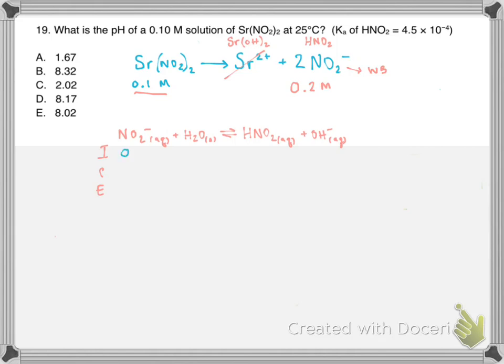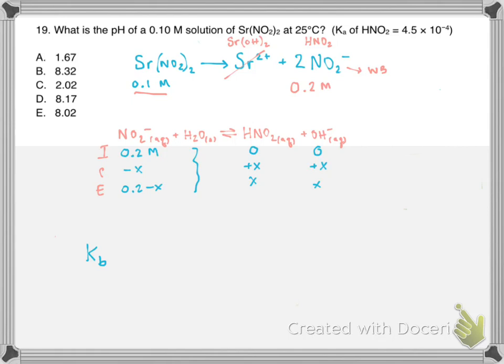So we're starting with 0.2 molar NO2 minus. Don't care about water. We don't have any of these to start. You can go ahead and say minus x, 0.2 minus x, plus x, plus x, x, x. And here we have a base reaction, right? So we're going to need a Kb to describe our reaction.